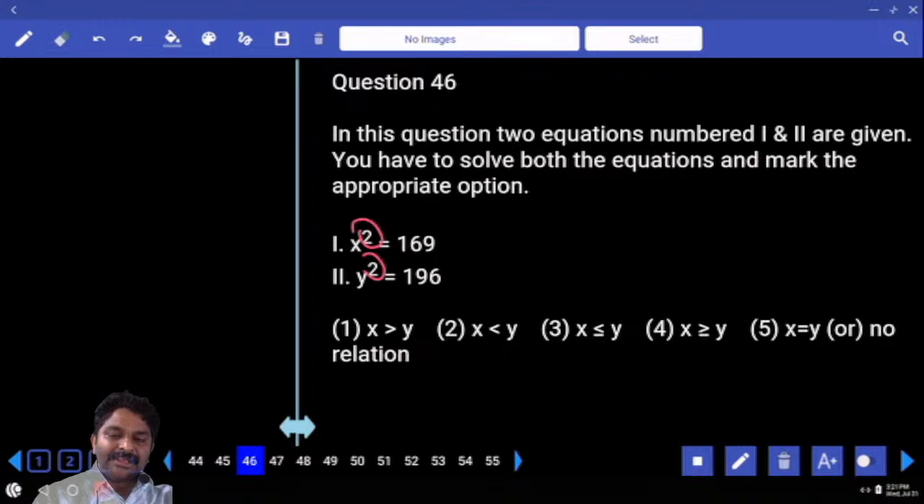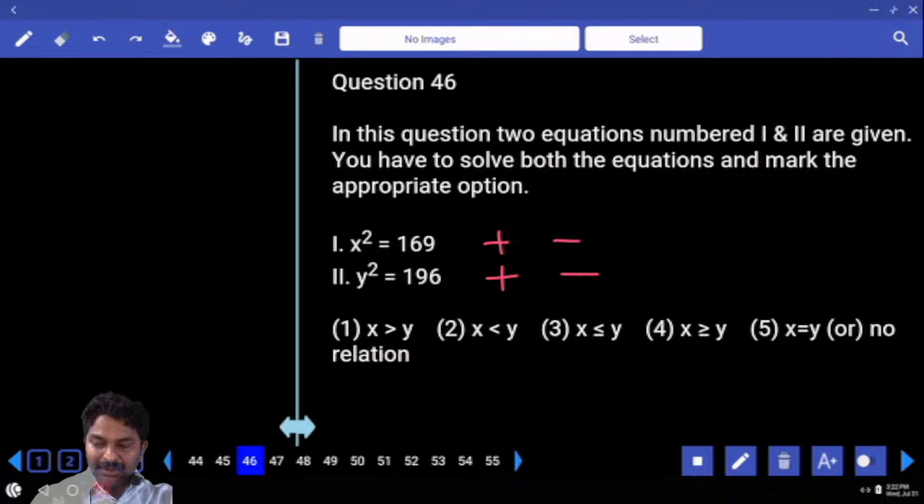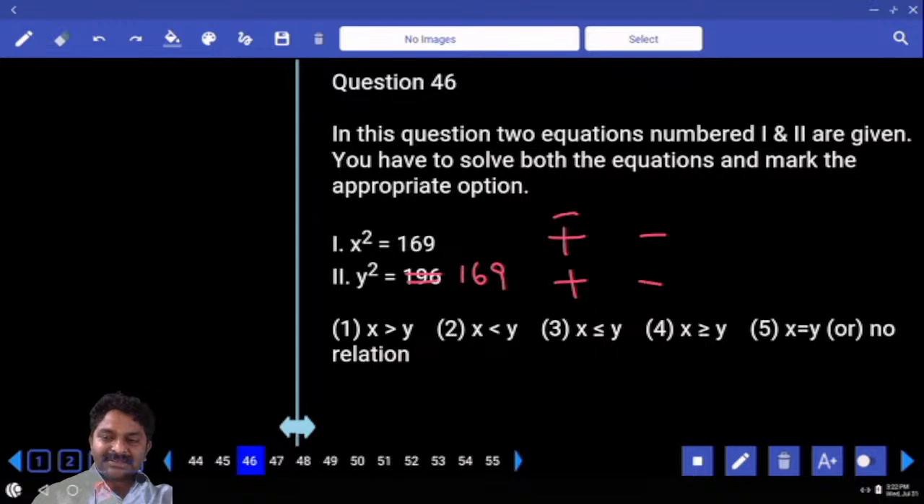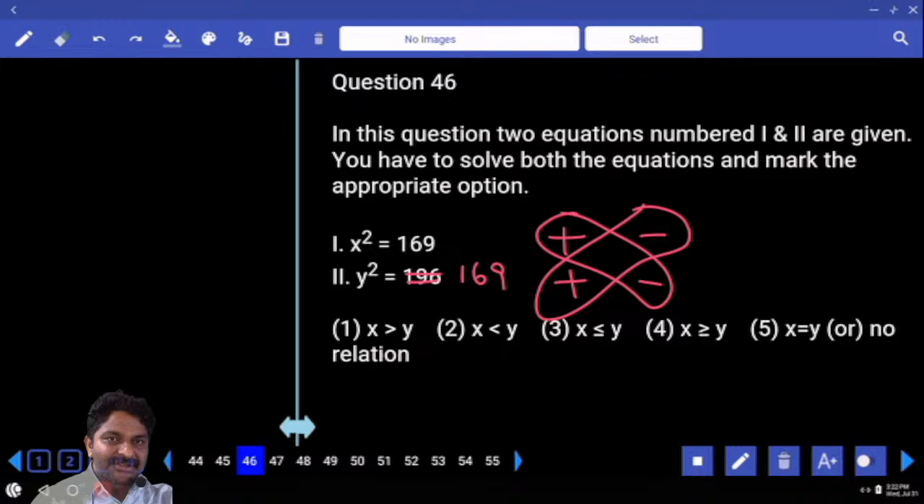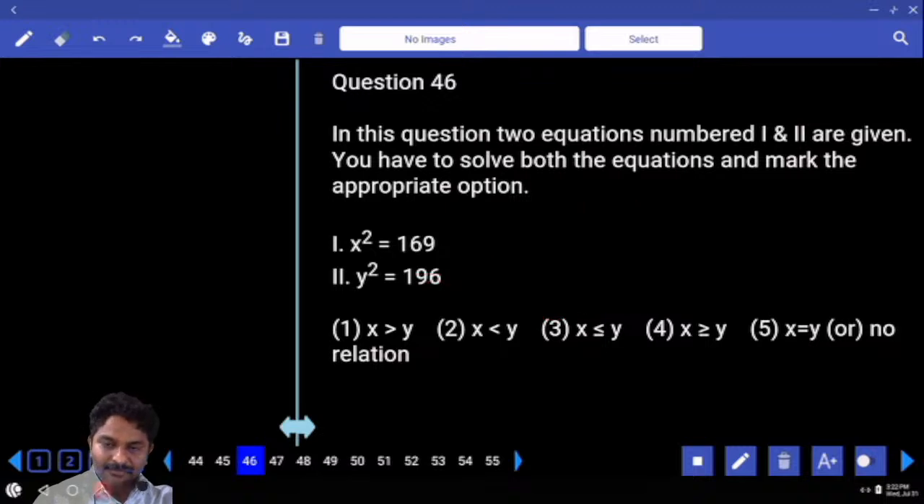The exponent for both x and y is a square. Right? So when you have a square, both get positive and negative factors. Answer: no relation. Suppose in place of y square, if you have 169, x square is 169, y square is also 169. In that case, what would be the answer? No relation only. Here also we will get plus or minus. X greater than condition, less than condition, both you get. Okay.